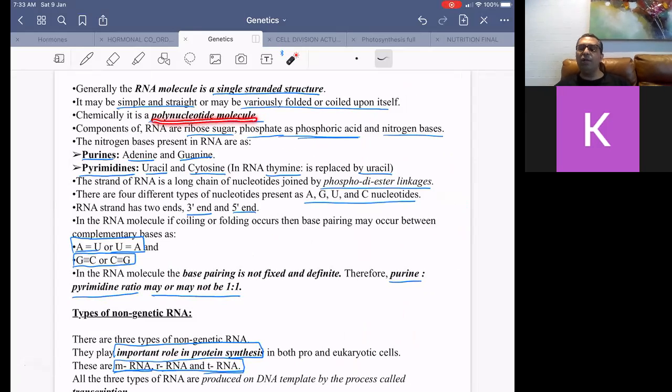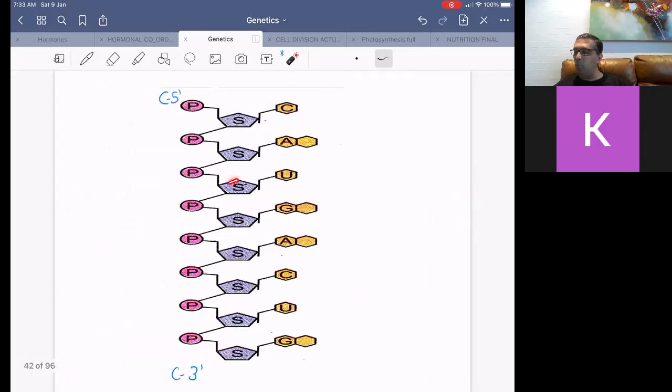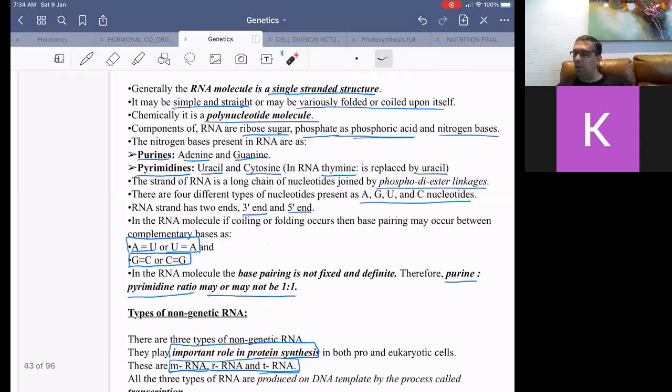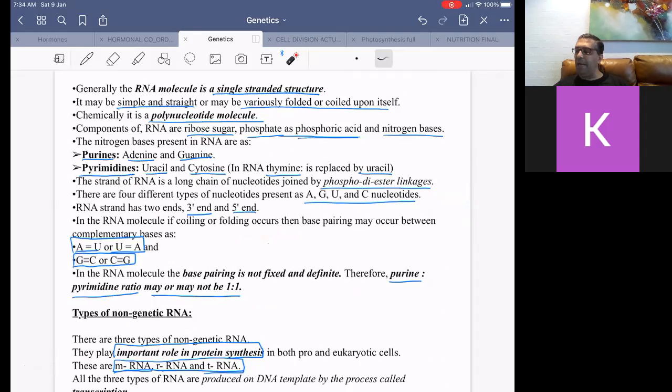So, like DNA, RNA is also a polynucleotide, consisting of a ribose sugar. DNA had deoxyribose sugar, C5H10O4. RNA has got ribose sugar, C5H10O5, which means, if you remember, at the second carbon it has got a hydroxyl instead of a hydrogen. So that is the one difference. The sugar is the ribose sugar. And along with the ribose sugar and nitrogen bases, phosphates are in the form of phosphoric acid. That is same, H3PO4.